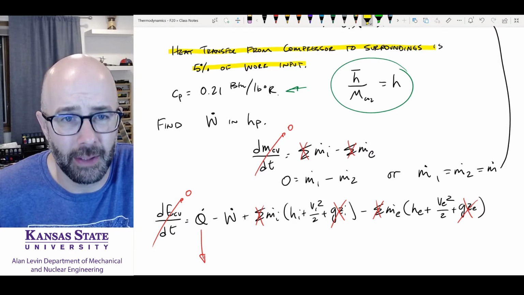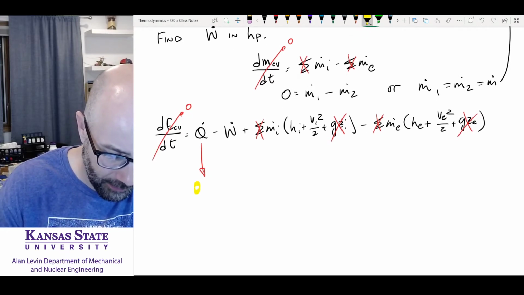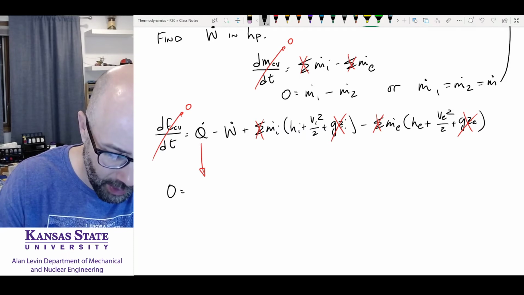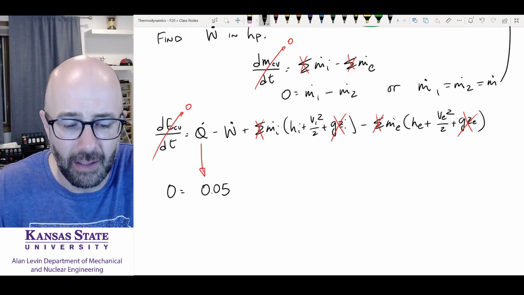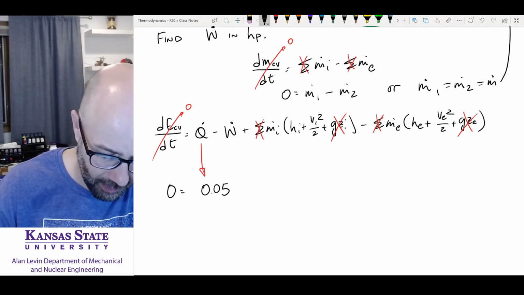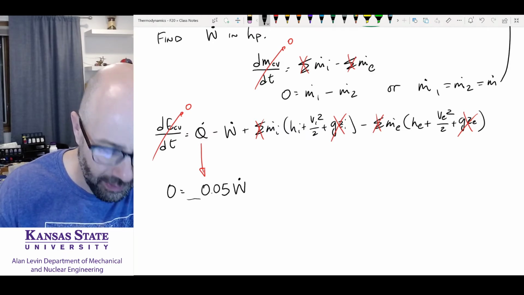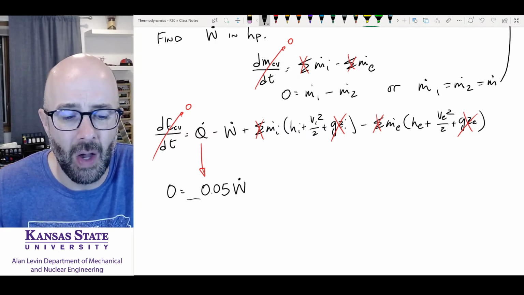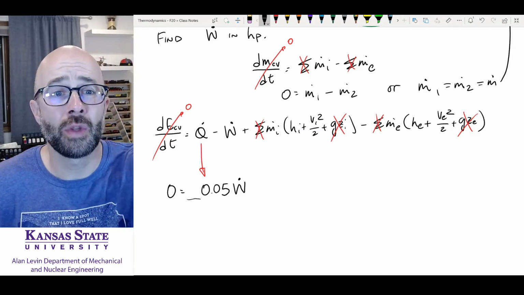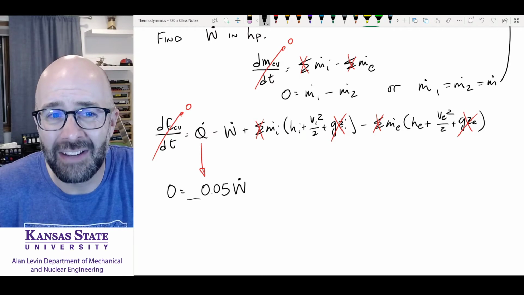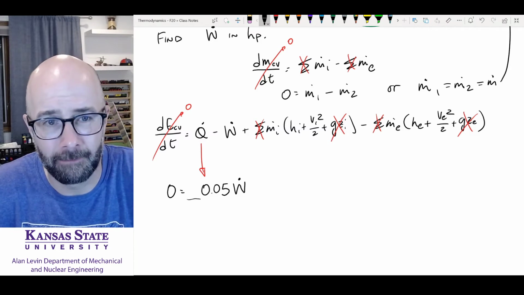5% of the work input. So I know that this Q dot should be equal to 0.05, that's 5% of the work input, W dot. Now the question is, should this be positive or negative? What should I put there, positive or negative? Well, it's saying the heat transfer from the compressor to the surroundings, which is a negative value, is 5% of the work input.